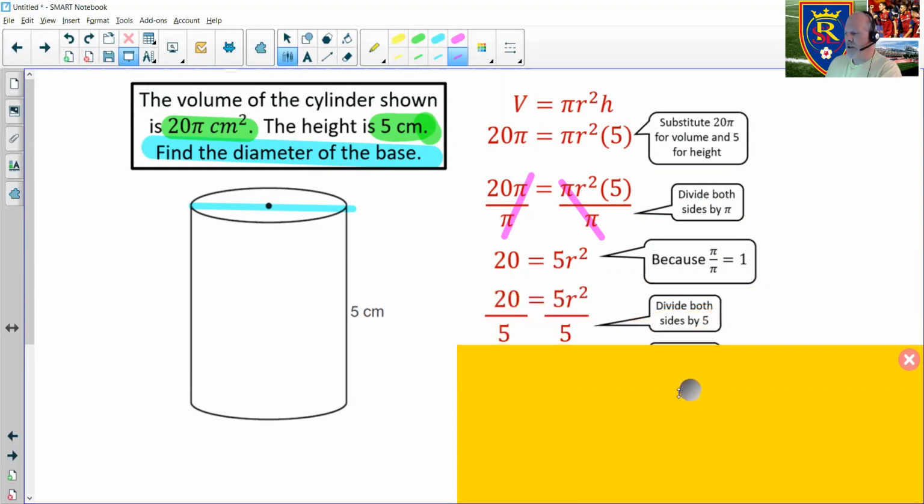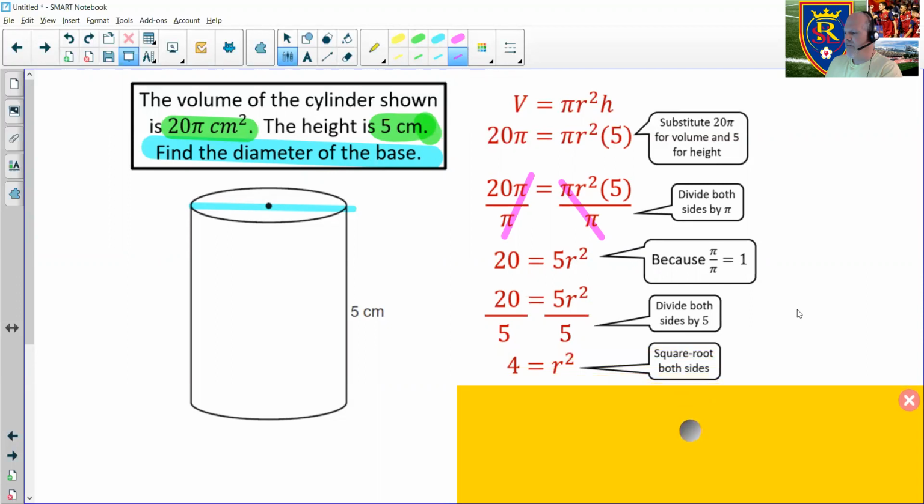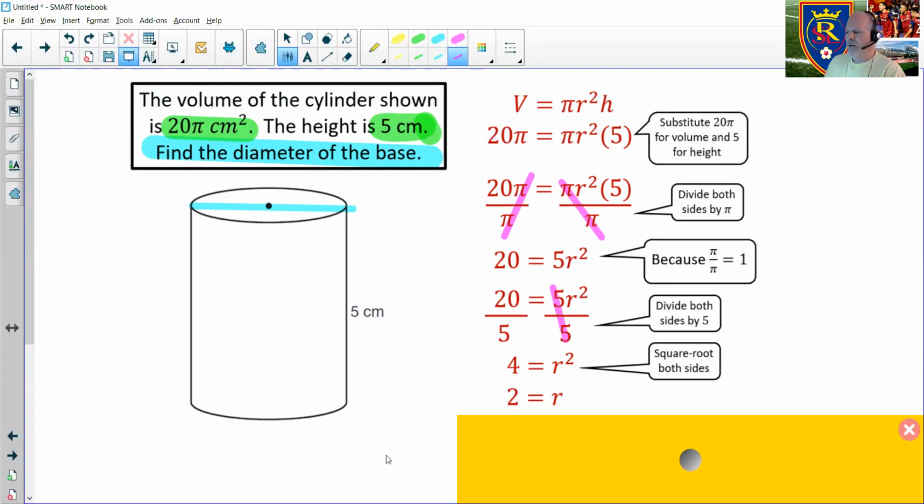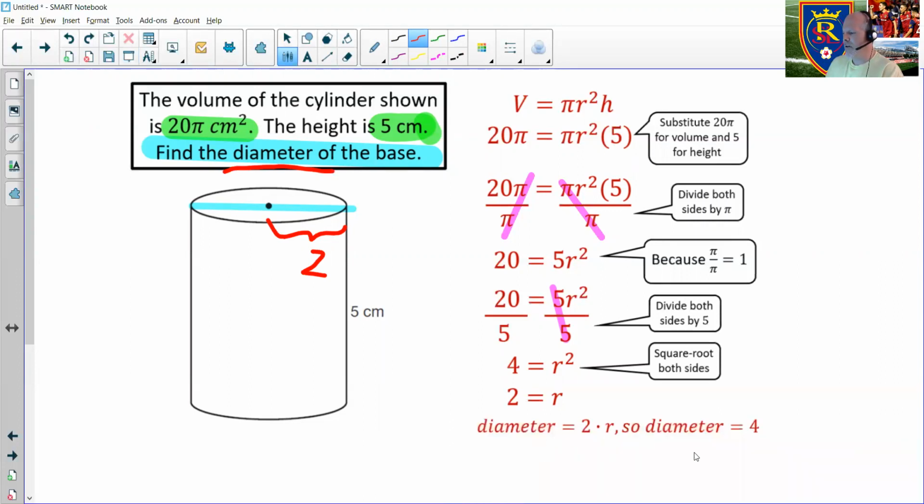Next, we'll divide both sides by 5. After we divide both sides by 5, the 5 over 5 equals 1, so we can cross it out. And we get r squared equals 20 divided by 5, which is 4. We square root both sides of this equation to get r equals 2. Now, that's telling us that the radius is 2. So the radius is only from here to here. But remember that the problem asks us for the diameter, so we just double the 2, and we get a diameter of 4.